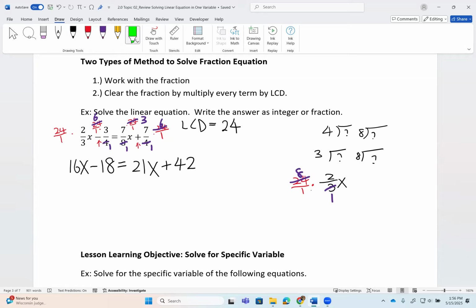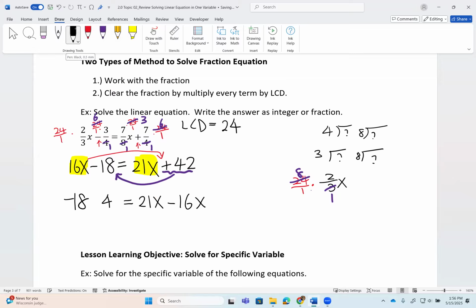So before we move anything, let's find our variable terms. 16x on the left, 21x on the right. So 21x is bigger than 16x. So I'll move all my variable terms to the right-hand side. That means this positive 42 will come back to the left side. So with the equal sign in the middle, 21x is still 21x. Positive 16x comes over, becomes negative. Negative 18 still on the left side. Positive 42, pick it up, move it over to the left side, becomes negative.